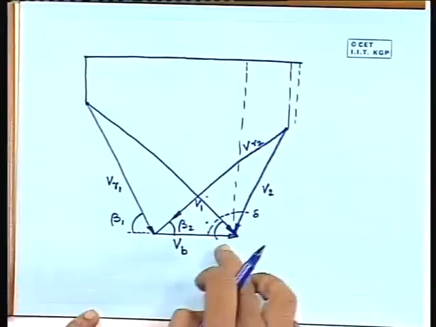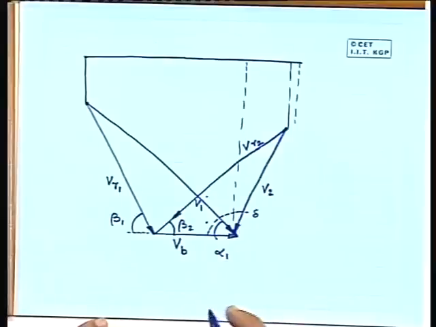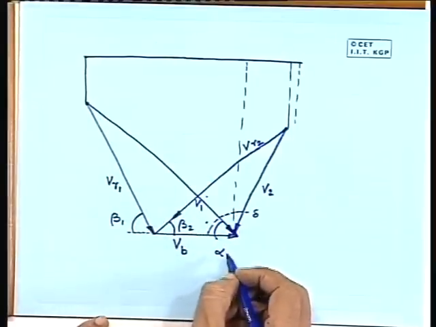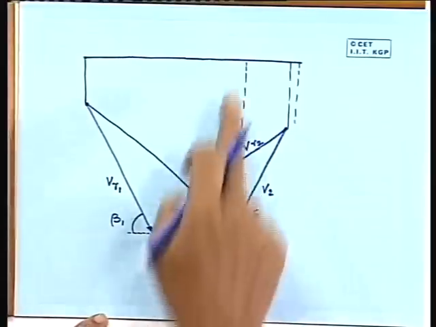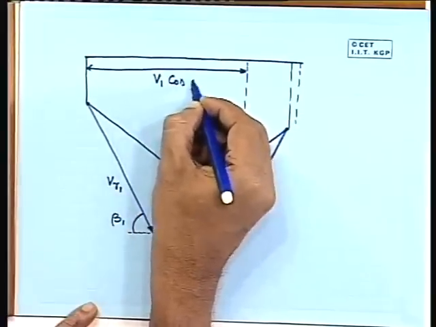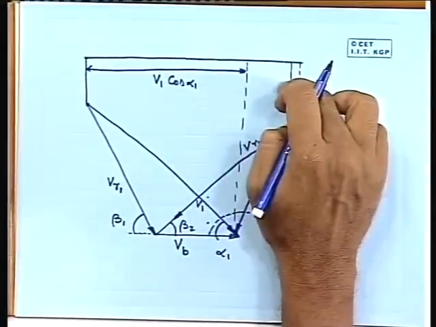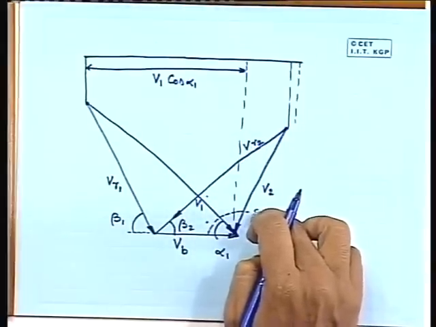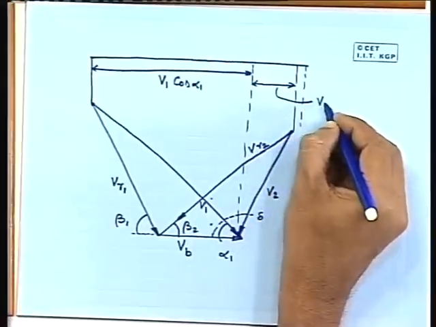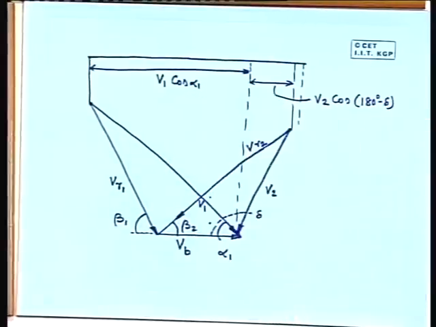So, let us say we project this V1 along this line. What will it be? This is V1 cos alpha 1. Similarly, this quantity will be V2 cos of (180 degrees minus delta). So, this can be written as V2 cos of (180 degrees minus delta).